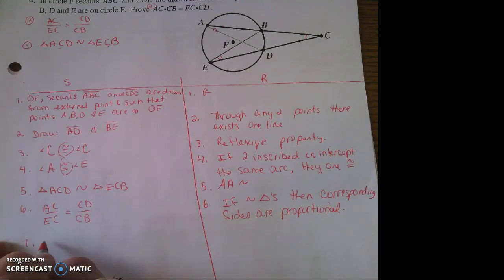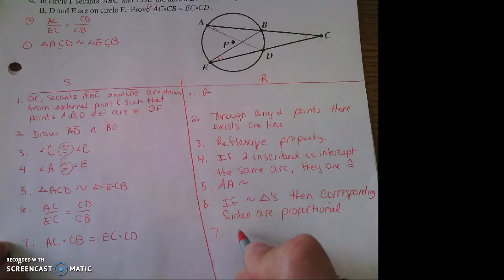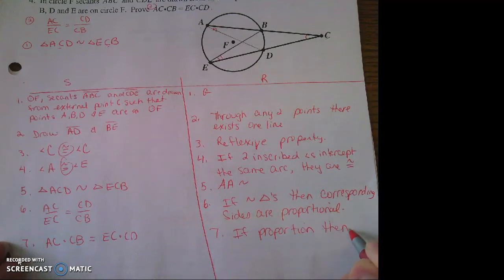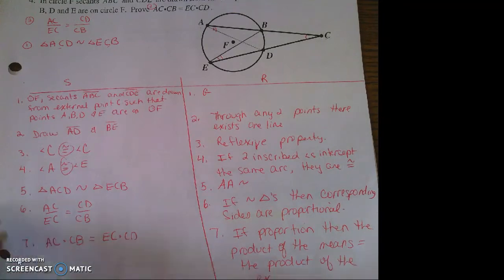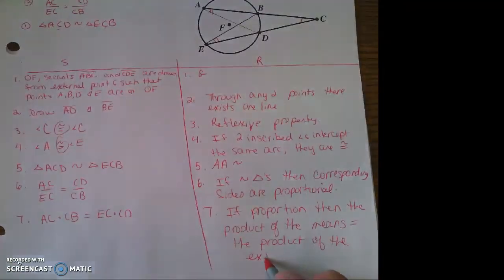Okay, and then lastly, our cross product AC times CB equals EC times CD. Same reason as before. If proportion, then the product of the means equals the product of the extremes. Oops, running off the page. So there you have it.